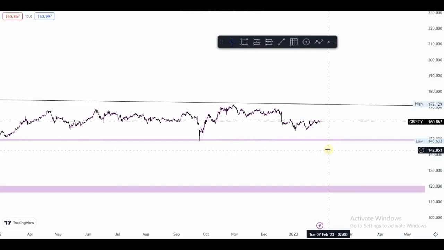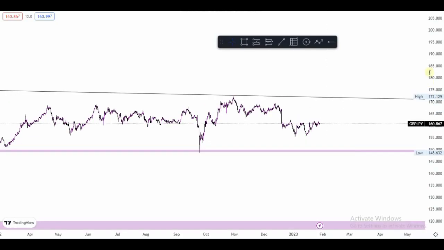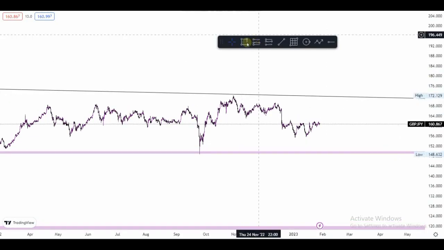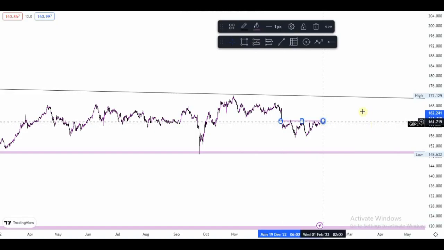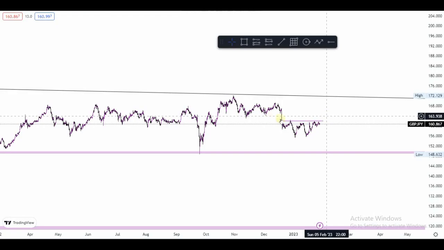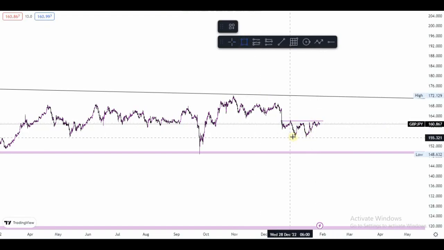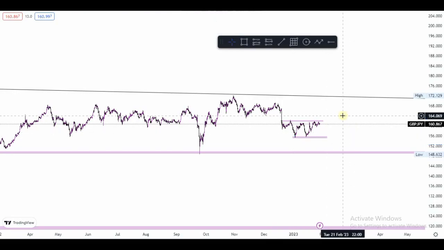So as you can see, I see that this is a very sensitive zone, this level over here, right? Why am I saying so? It's because we have a rejection here, rejection here, rejection here, rejection here, right? As well as this level over here, we have a double bottom, right? But we're looking to make a third touch on this level.